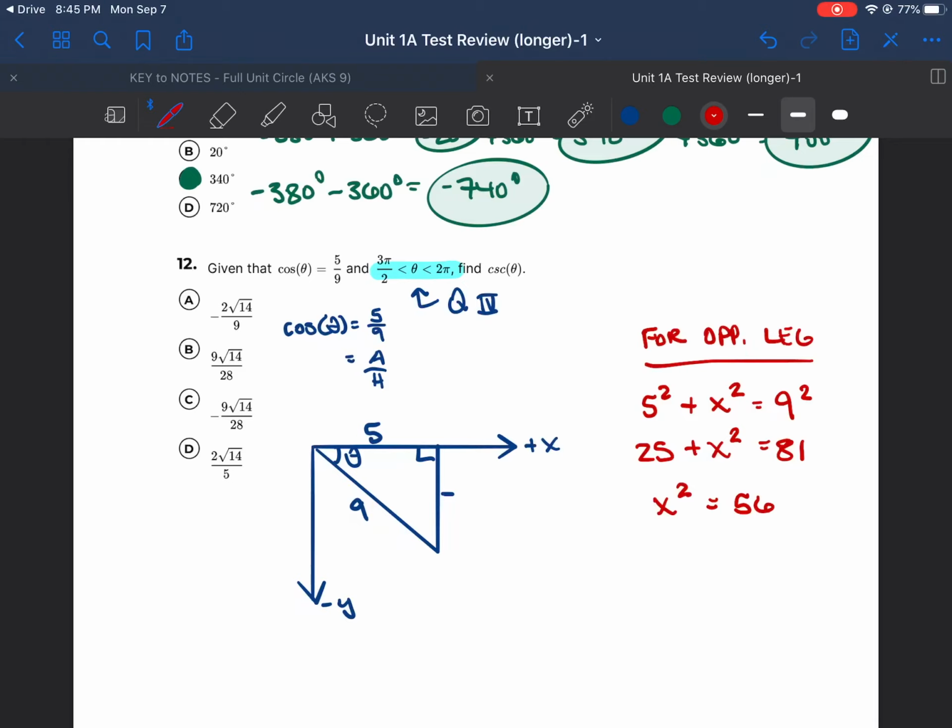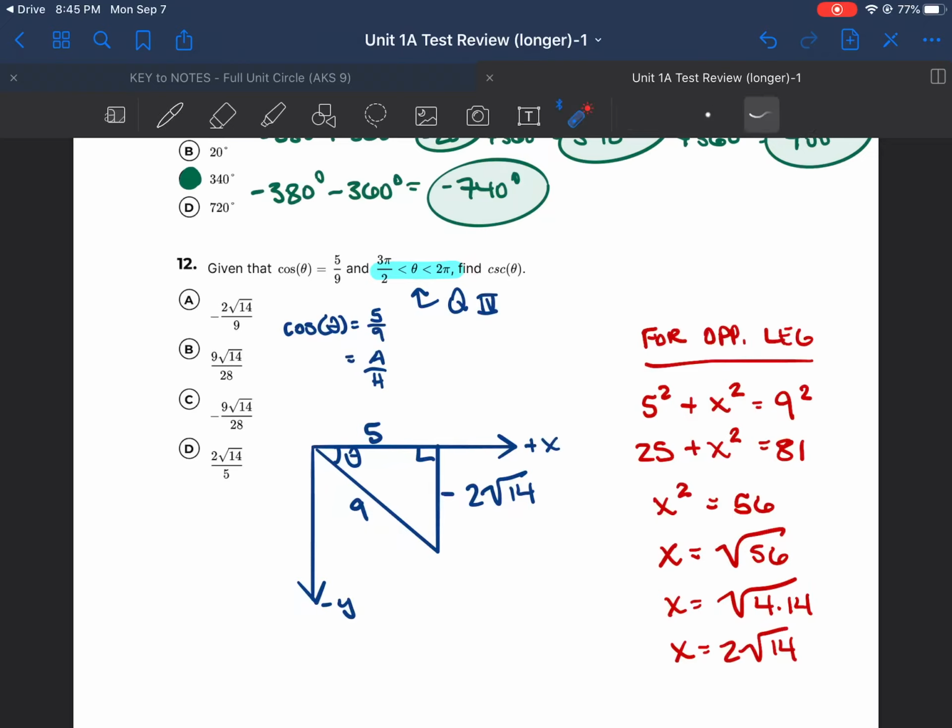Now, when we think of 56, 56 is 4 times 14. So x equals the square root of 56. Again, we know 56 is 4 times 14, and 4 is a perfect square, so x equals 2 square root of 14, and 14 cannot be simplified any further. So the opposite leg is a negative 2 square root of 14. And we are trying to find the cosecant of theta. Okay, so let's go ahead and work on that.